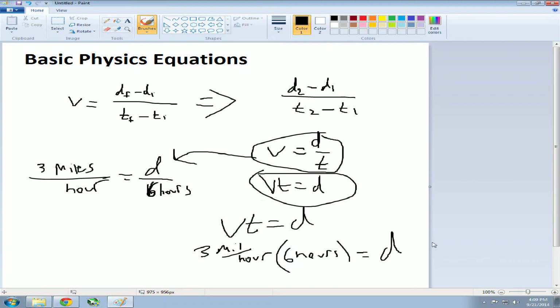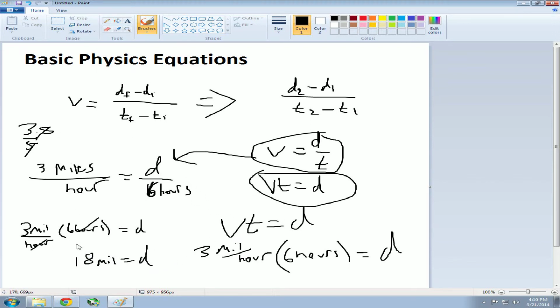And this equation is pretty interesting because when you actually multiply it, this is what happens. 3 miles per hour times 6 hours equals d. The hours cancel out. Hour on top, hour on the bottom. Just like how if I was to do 3 times 5 over 5, 5's cancel out. Hours cancel out. So you're left with 18 miles. Which makes sense, right? If I'm moving 3 miles an hour, in 6 hours I moved 18 miles. I mean, it makes a lot of sense.